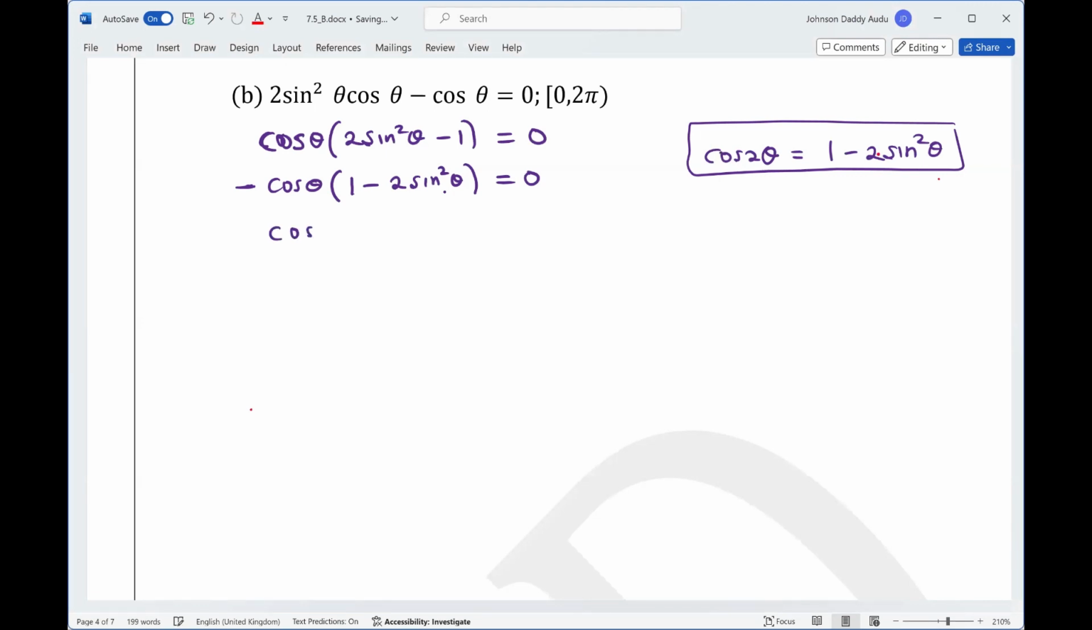So this is just cosine theta. And what is inside here? Inside here is nothing but cosine 2 theta. So it means you have cosine theta equals 0, or cosine 2 theta is equal to 0.